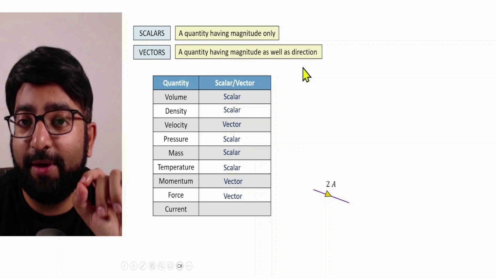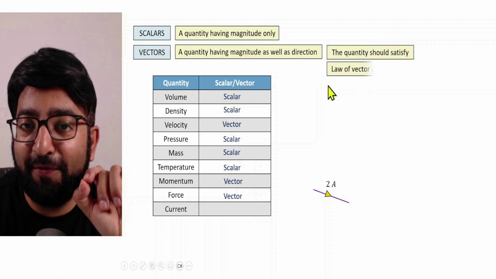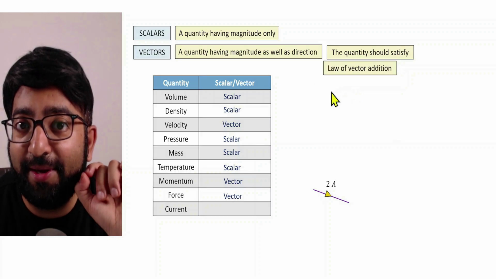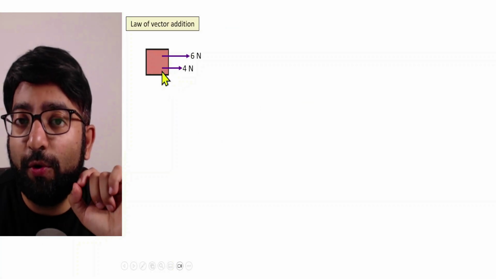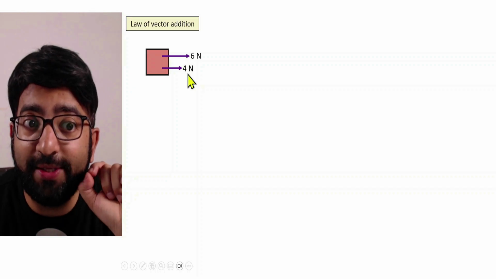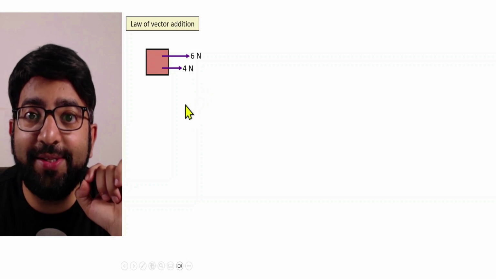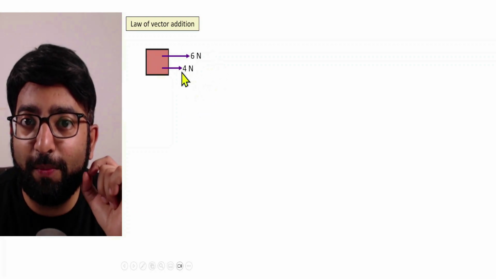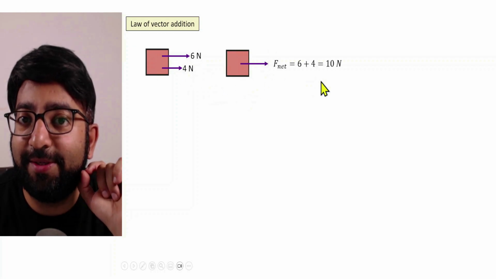There is another condition. If a parameter is truly a vector, then it is going to satisfy something called the law of vector addition. Let us understand this in a lot of detail. Consider we have an object on which two forces are being applied, a 6 Newton force and a 4 Newton force. You can see the two forces are parallel. If the question asks us what is the total force, the resultant or net force acting on this object, we will add the two, 6 plus 4. So we will get the net force as 10 Newtons.